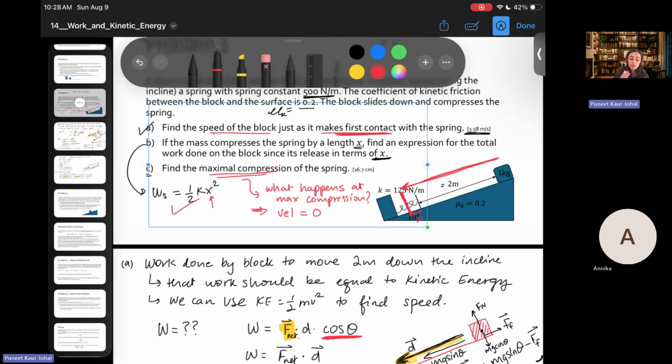No, this could be somewhere in between. It could have been like this, and x could represent that. The work done would just be less. Max work done is when your compression is max, right? But it doesn't mean that x is always maximum. It could be somewhere in between, just this little distance, and that could be x.